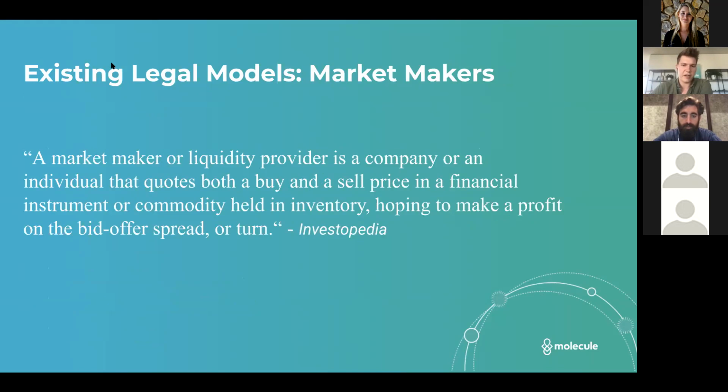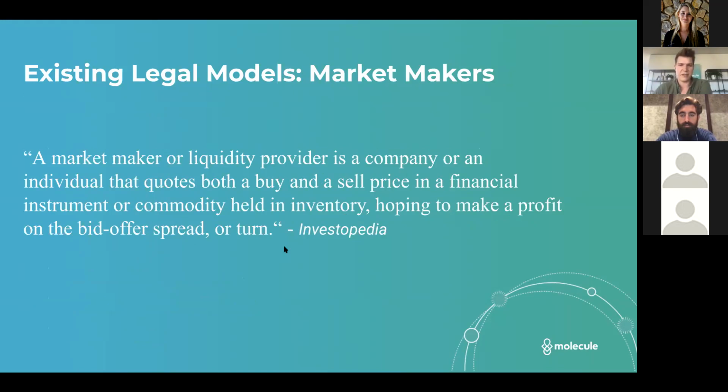So what is a market maker? A market maker or liquidity provider is a company or an individual that quotes both a buy and a sell price in a financial instrument or commodity held in inventory, hoping to make a profit on the bid-ask spread or turn. So that's the official definition, it's from Investopedia, but it's an official definition.